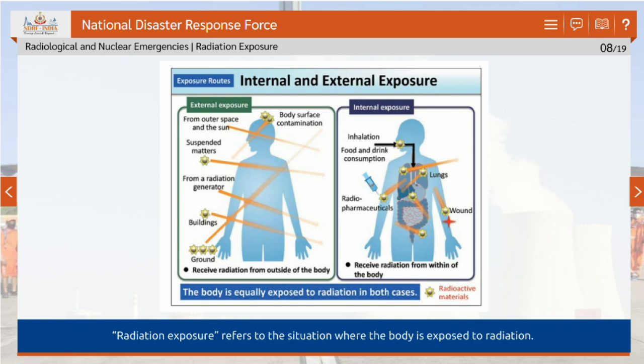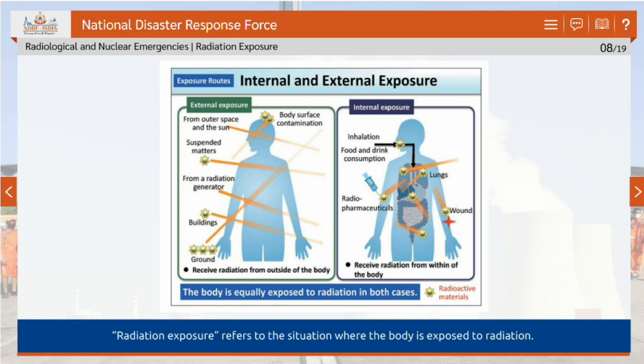Conversely, internal exposure is caused when a person has a meal and takes in radioactive materials in the food or drink, when a person breathes in radioactive materials in the air, when radioactive materials are absorbed through the skin, when radioactive materials enter the body from a wound, or when radiopharmaceuticals containing radioactive materials are administered for the purpose of medical treatment. The body is equally exposed to radiation in both cases.